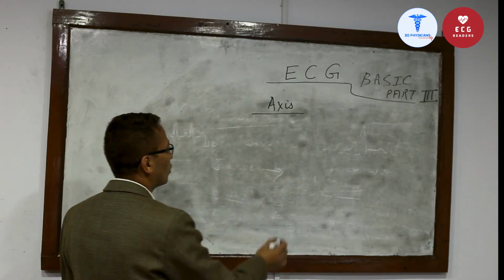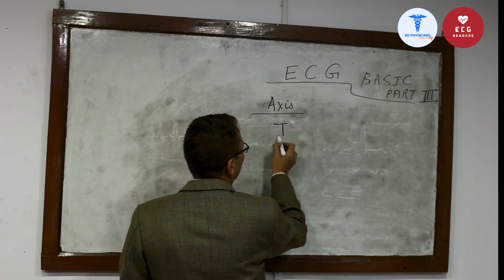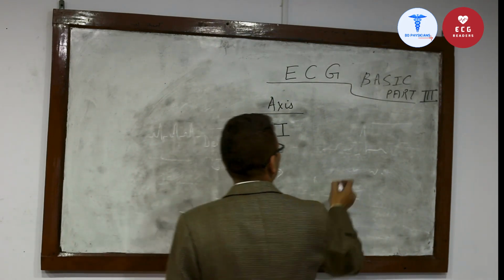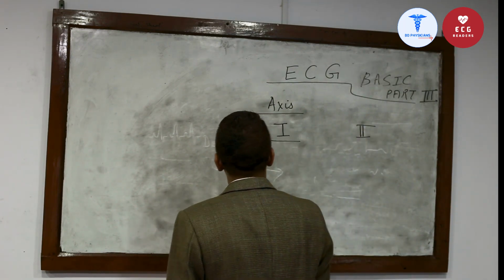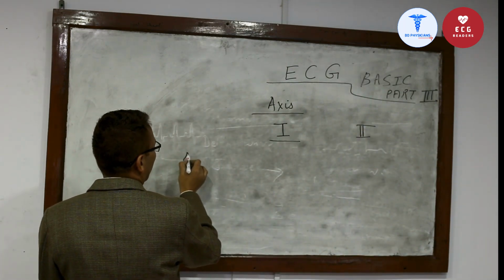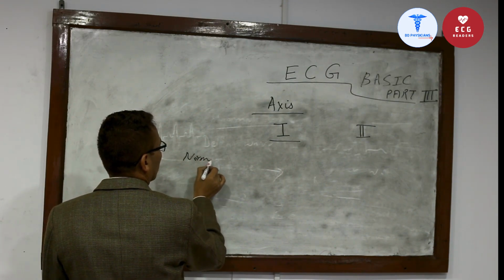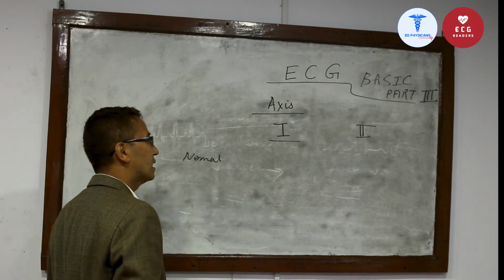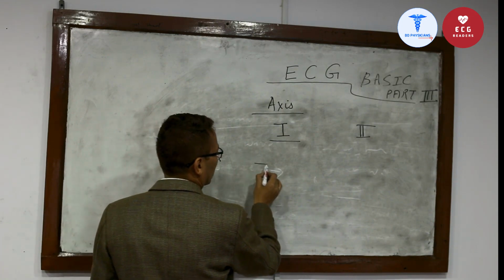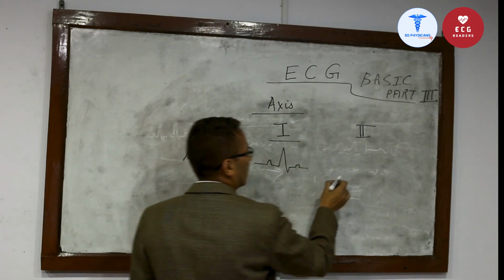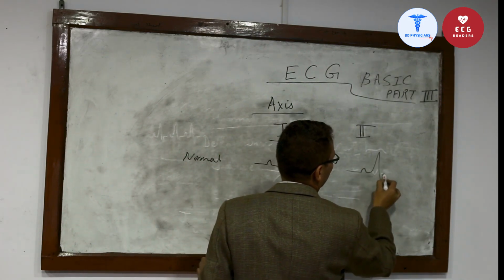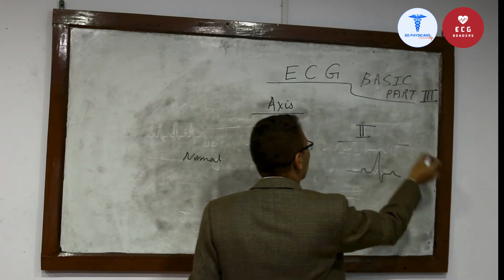For normal axis, we look at lead 1 and lead 2. Normally, if the QRS complex is positive in lead 1 and positive in lead 2, this is normal.